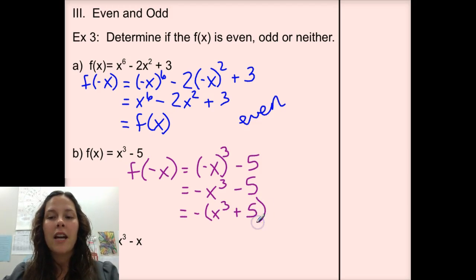But when we factor that negative, we have to factor it out of our 5 as well. So this is not exactly what we started with, what's in the grouping symbols. So it is neither even nor odd.